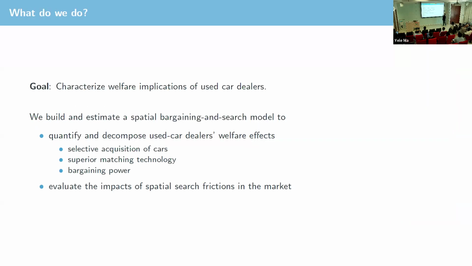In this paper, we try to characterize the welfare impact of car dealers and decompose it into several novel economic channels. We build a spatial bargaining and search model. In that model, there is search friction, and dealers have an advantage in search and matching. They hold a higher standard to select better cars, so they may charge high prices because they sell things better and faster. We also allow dealers to have different bargaining power than private sellers, so part of the reason their price is high may be the bargaining power difference. We decompose the welfare impact into those channels to give a more comprehensive evaluation of dealers. To do that, we need a structural model.